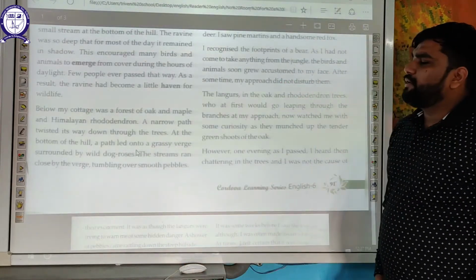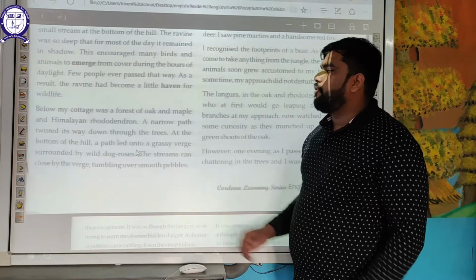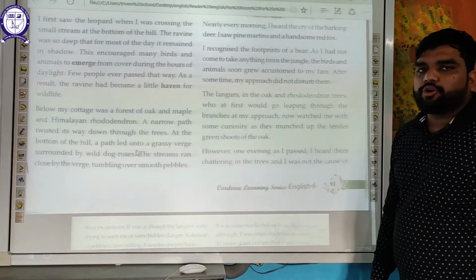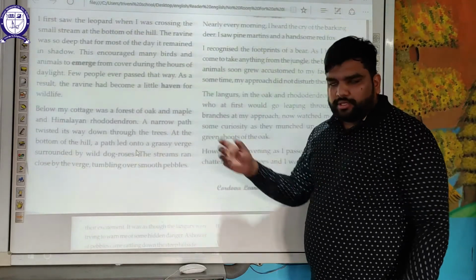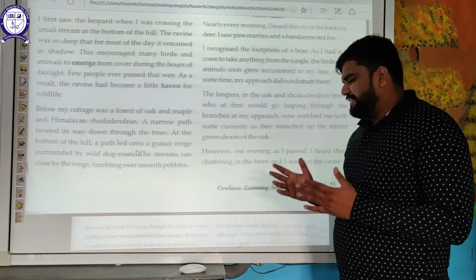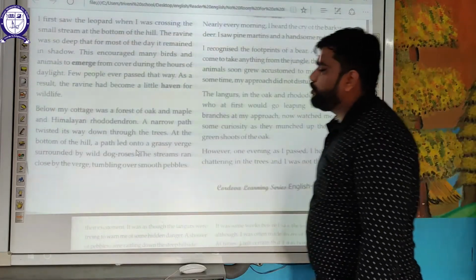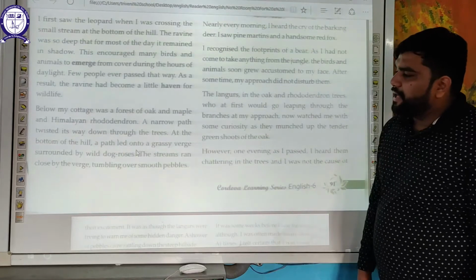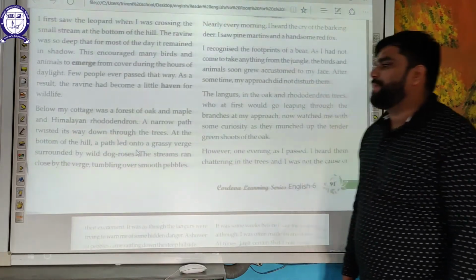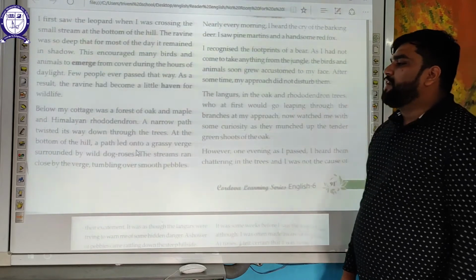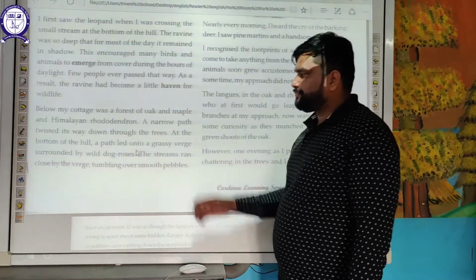Below the cottage of the writer was a forest of oak and maple and Himalayan rhododendron. Rhododendron is a type of tree actually. A narrow path twisted its way down through the trees. At the bottom of the hill, a path led onto a grassy wall surrounded by wild dog roses. The streams ran close by the walls, tumbling over smooth pebbles.